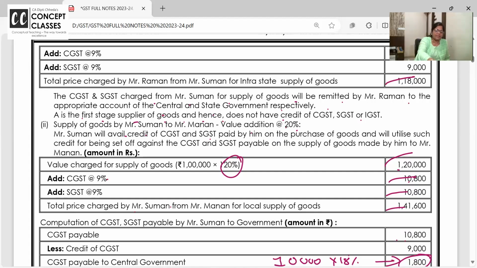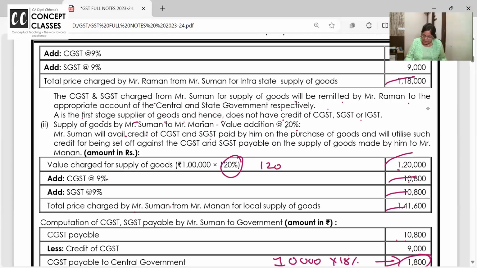Feedback is important. It's not my way of teaching that I'm teaching since years, so I'm teaching the best. Are you following that how CGST is set off in CGST, SGST, and at every value addition the tax is paid. Thank you.